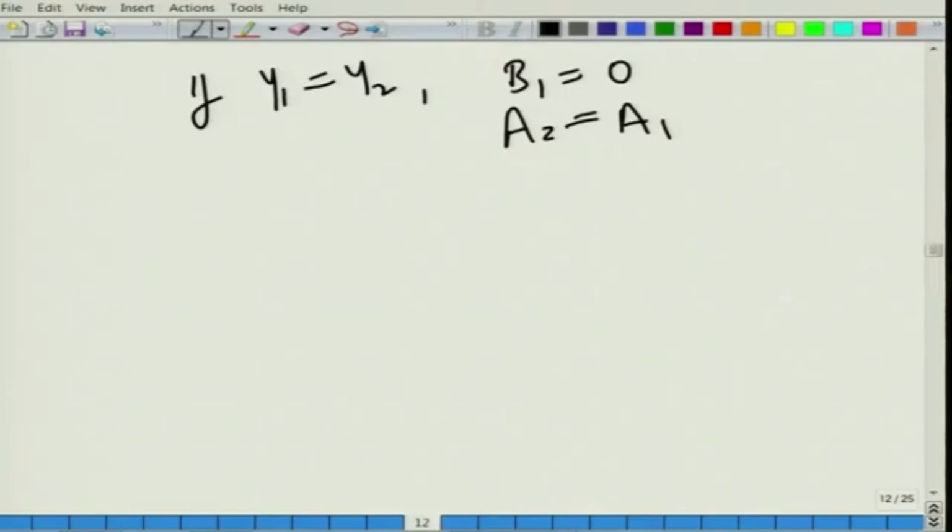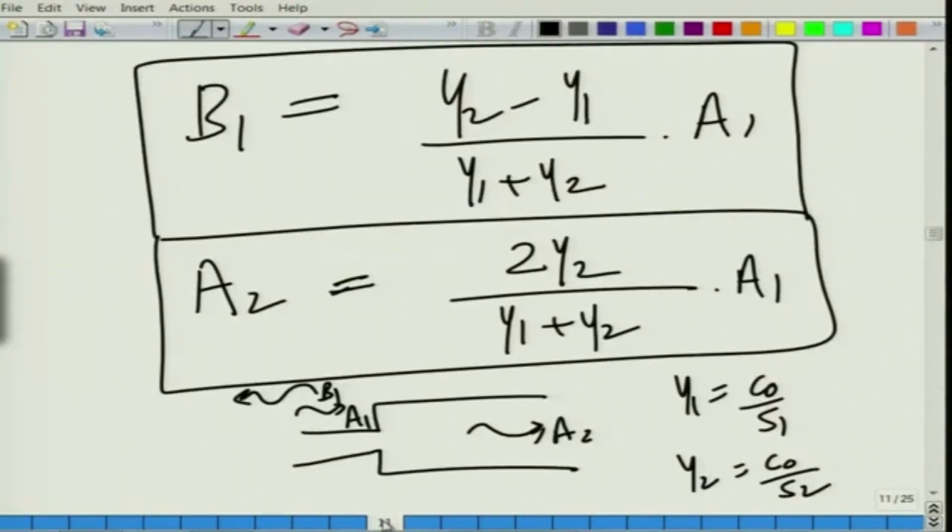Another extreme is when you have a very small port, so y1 is very small compared to y2. Under such a situation you can ignore y1 in the numerator. So you will get B1 is equal to A1, that is, the entire wave is reflected back, and A2 will become equal to what? You can ignore y1 and it becomes 2 times A1. So A2 will become 2 times A1 and B1 is equal to A1.